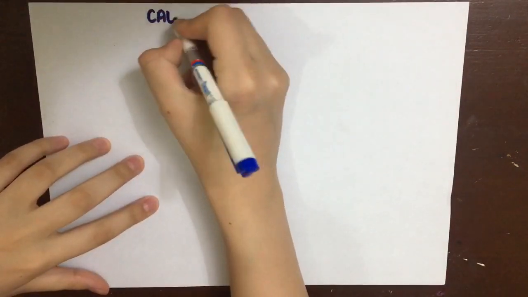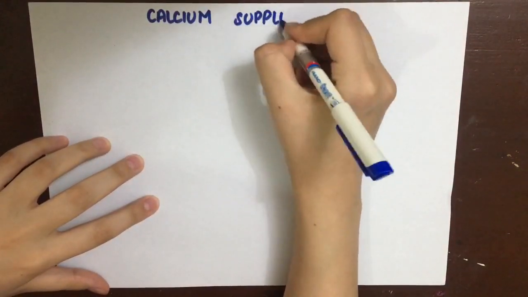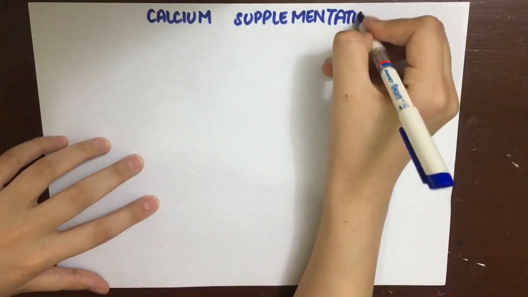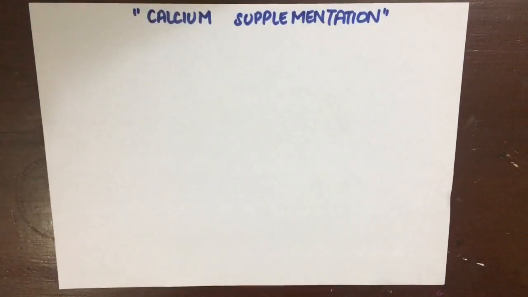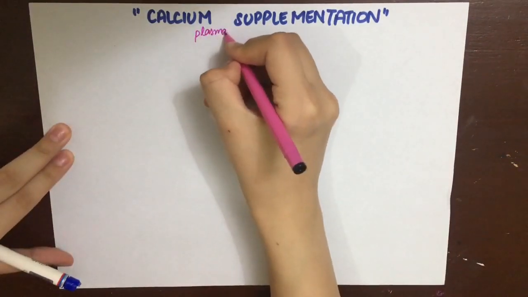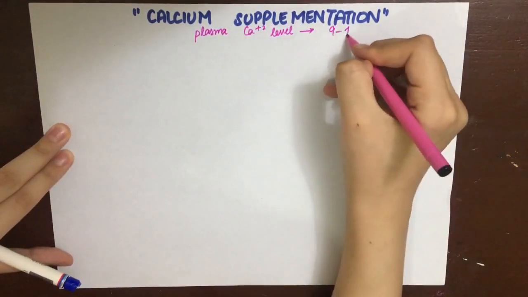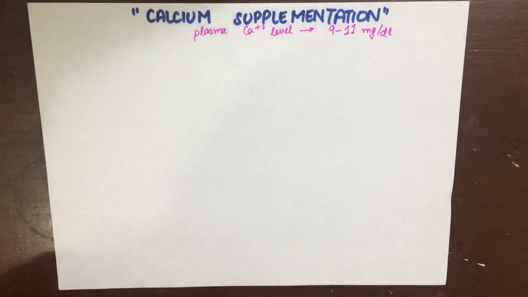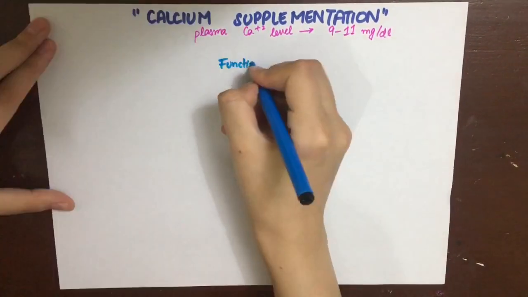For calcium to perform its major functions in the body, the blood calcium level needs to be between 9 to 11 milligrams per deciliter. Now, calcium is involved in a variety of different functions in the body. We'll discuss some of them briefly here, just the names of them.